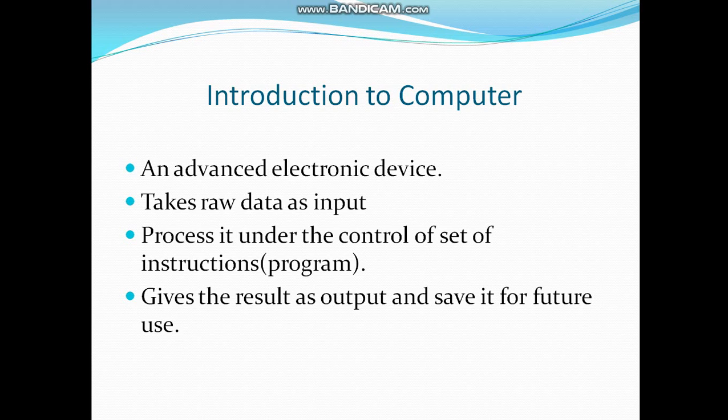Introduction to computer. What is a computer? Computer is an advanced electronic machine. It is a general purpose device because it can perform all types of tasks. It is not specific to performing a specific type of task. It takes raw data as input and the data goes to the processing unit for processing under a set of instructions, and after the processing the output will be displayed on an output device, or it can be saved in memory for future use.